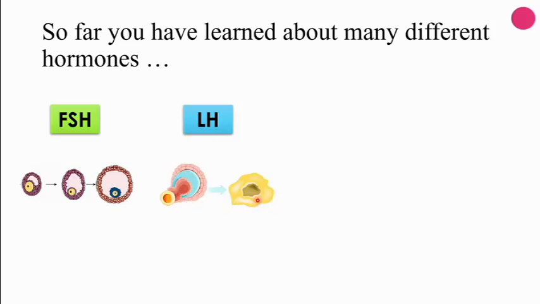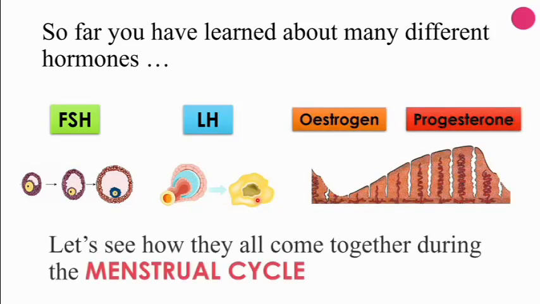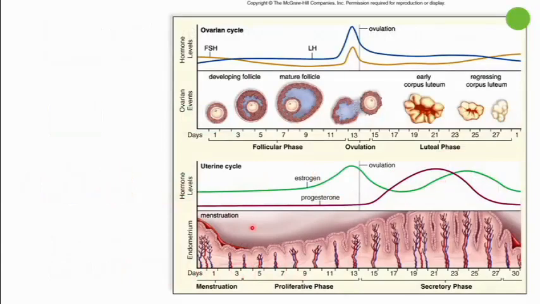Luteinizing hormone, corpus luteum. And then estrogen and progesterone we've mentioned, specifically estrogen helping with secondary sexual characteristics, but these two hormones are very important in maintaining and keeping that endometrium intact so that if implantation happens, you don't have that miscarriage happening. So let's see how all of these now come together during the menstrual cycle.